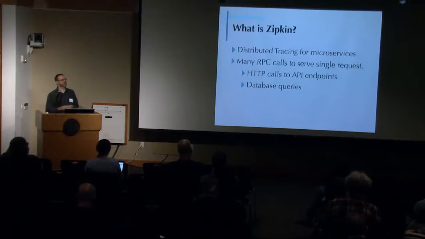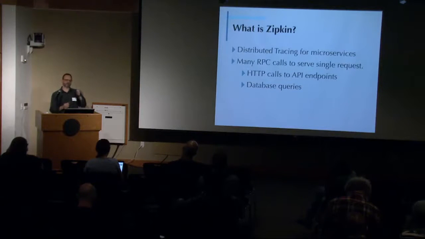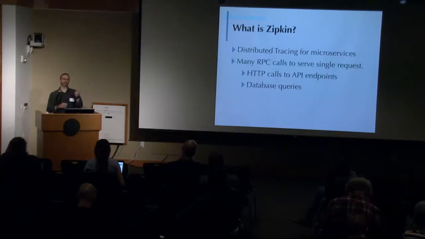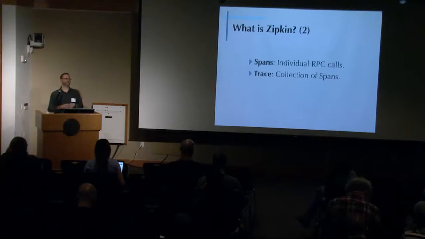Right? If you picture a web service, it receives a request, and before it sends a response, it may make database queries, HTTP calls to other APIs. It may do a lot of different things behind the scenes before it sends back that response. And Zipkin is a way of visualizing that. So each of those database queries, each of those RPC calls are considered spans, and then the entire collection of spans that happen in the course of generating a response, that is a single trace.